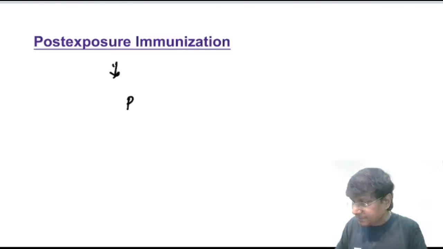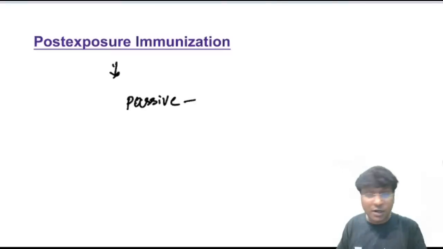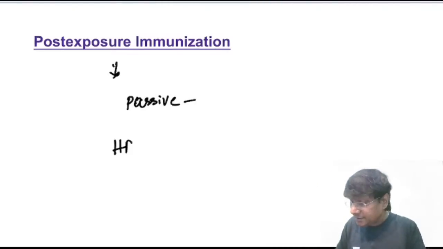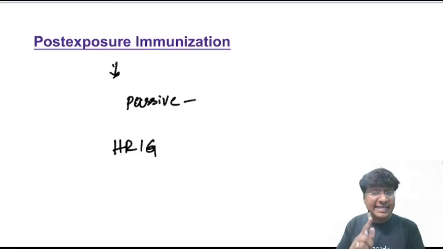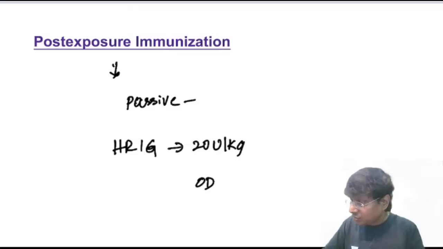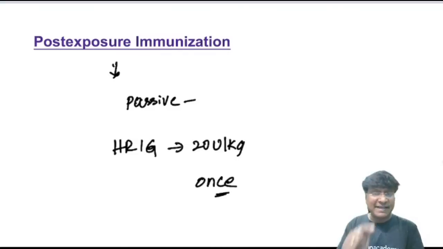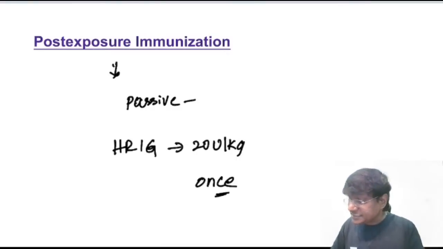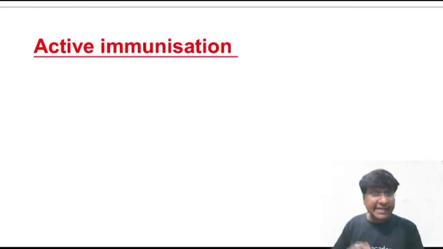If you take passive immunization for rabies, passive immunization is human rabies immunoglobulin. Human rabies immunoglobulin, 20 units per kg you have to give. Sorry, only once, not once daily, once. So that is passive immunization: human rabies immunoglobulin 20 units per kg administered once. This is passive immunization. What about active immunization?